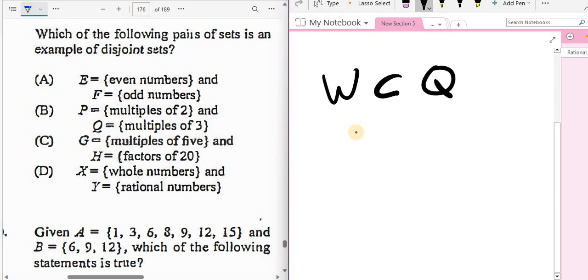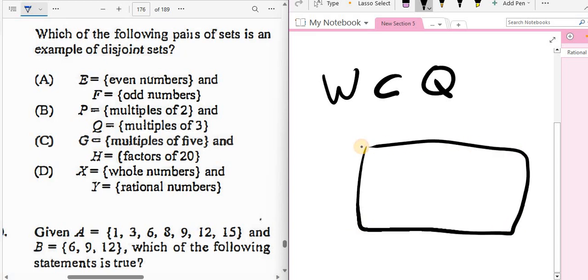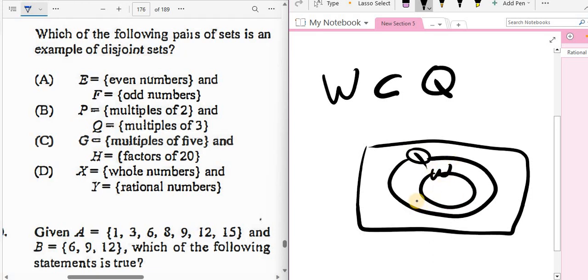So what can we say? W is a subset, isn't it? So in other words, we'll have the universal set, the set of rational numbers, Q. And within that we have the set of whole numbers, because we have other numbers that are rational numbers but not whole numbers. Like for instance, 2 over 7. Is 2 over 7 a whole number? No. But is it a rational number? Yes, because we have an integer divided by an integer. So that would be a member of Q but not of W.